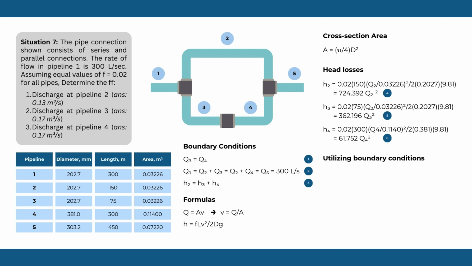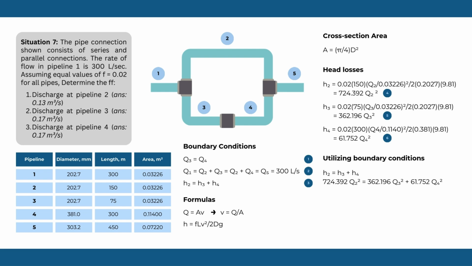Kung mapapansin nyo, since ang present head loss lang na ino-observe natin is from the pipelines 2, 3, and 4, pwede natin gamitin yung mga head loss equations sa isa sa mga boundary conditions natin, which is yung H2 equals H3 plus H4. Plugging in those expressions, we will get 724.39 Q2 squared equal to 362.196 Q3 squared plus 61.752 Q4 squared.